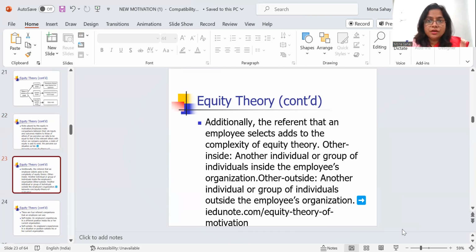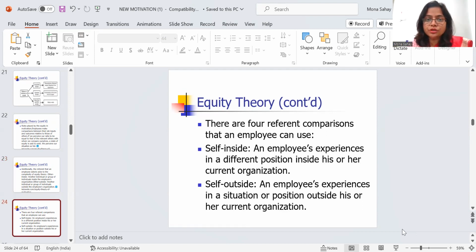And then the referent that an employee selects adds to the complexity of equity theory. Again, this is very important, that what referent you are selecting, whether you are selecting inside, outside, yourself, or others. That will add to the, you can say, complexity of this theory. These we have already discussed.